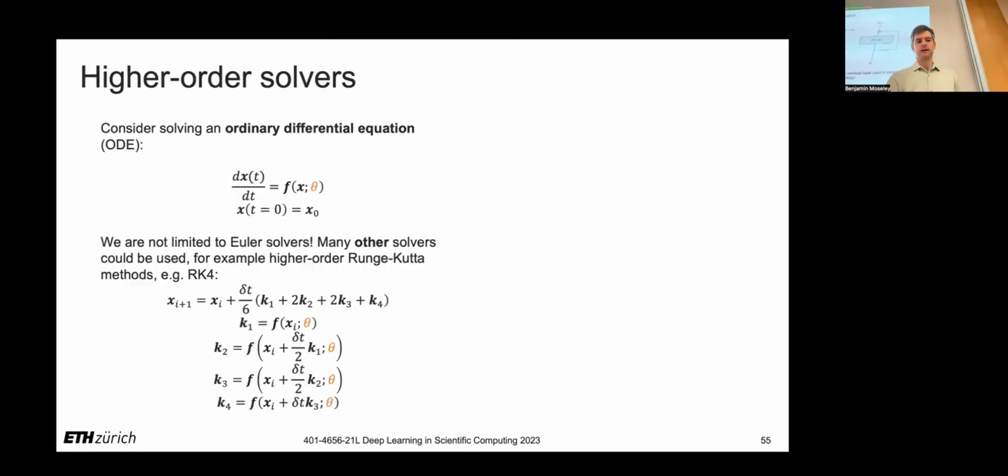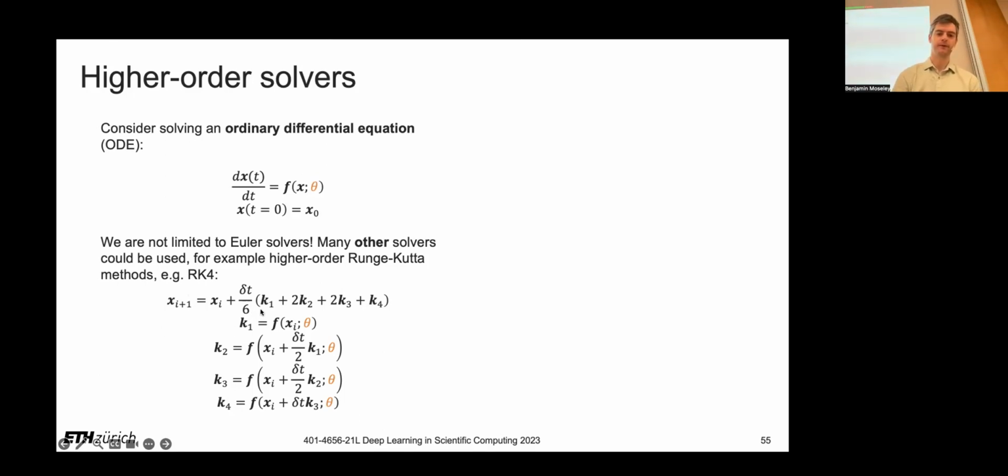Right. So let's try and take it a step further. We used an Euler solver, but there are actually many different ways to solve this differential equation. So we have Runge-Kutta methods. Euler is a basic Runge-Kutta method, but there are other higher order methods that are able to solve this more accurately by doing a bit more computation.